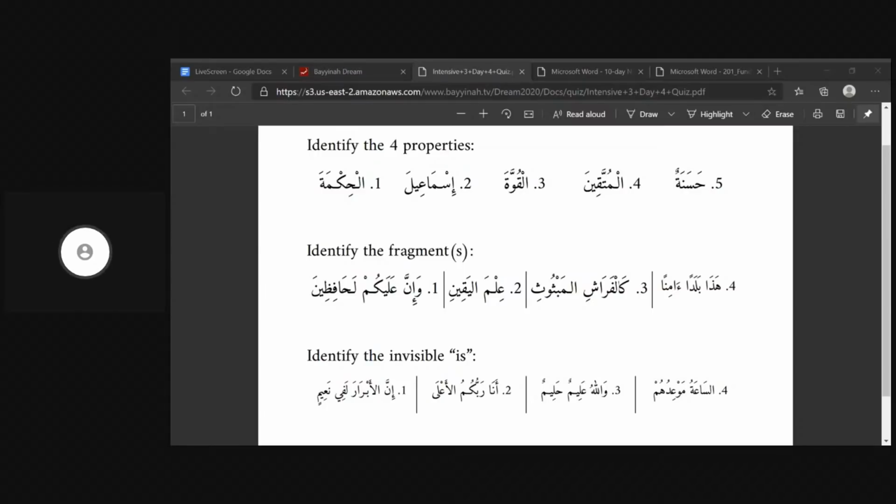Number 4 is a sentence, yes. هذا بلد آمنا. This is like a safe country, safe land.